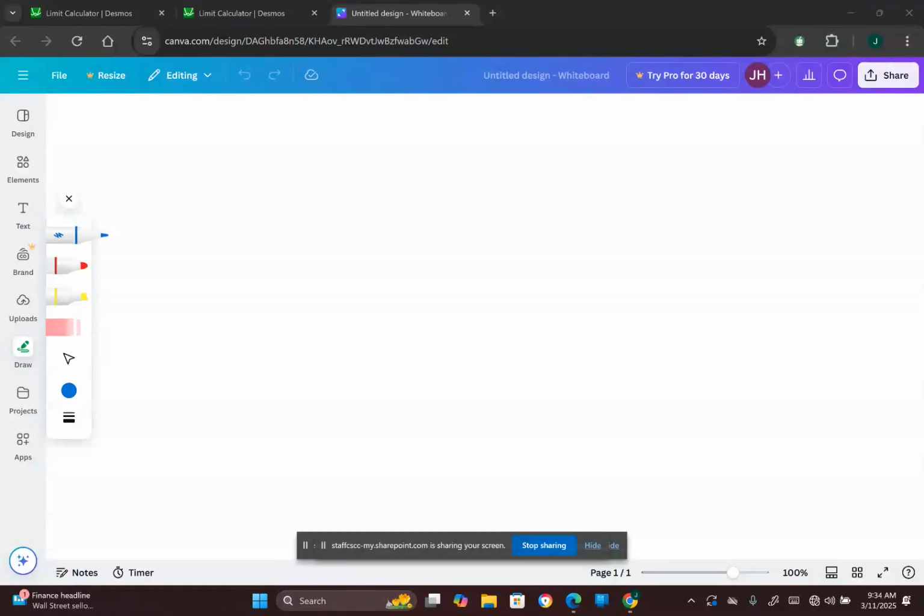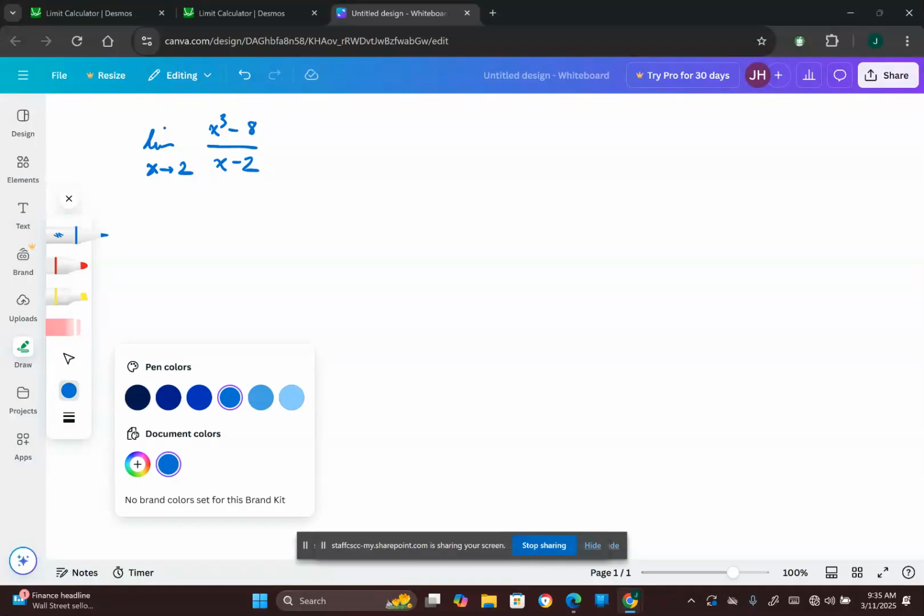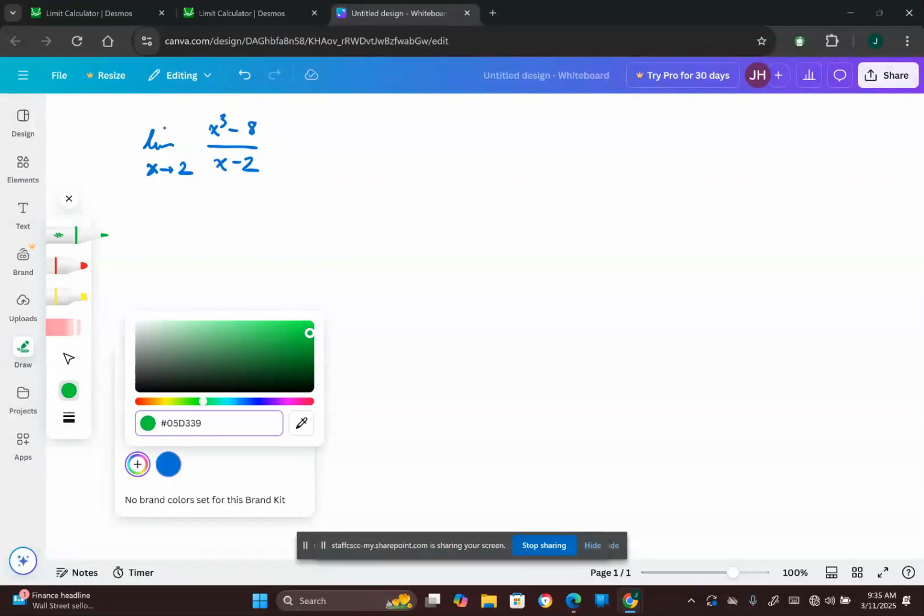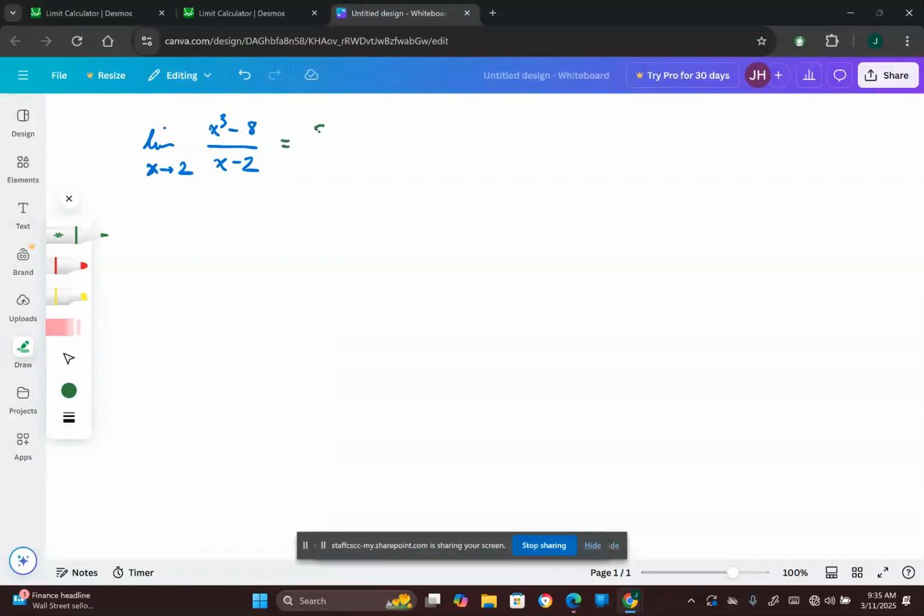Hello, everyone. What we're going to do today is talk about limits, and a specific limit I'm going to start with is the limit as x approaches 2 of x cubed minus 8 over x minus 2. Now, one of the things we always talk about: try and plug in the number. If I plug in 2, what's going to happen here? If I plug in 2, I'm going to get 8 minus 8 over 2 minus 2. That gives me 0 over 0.